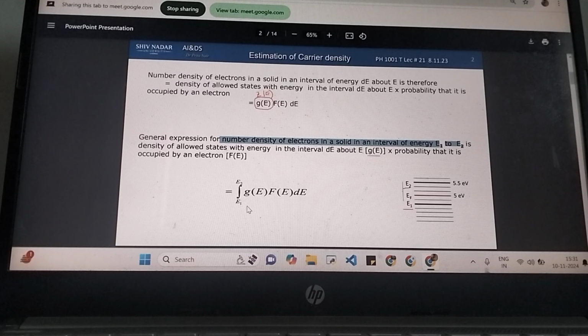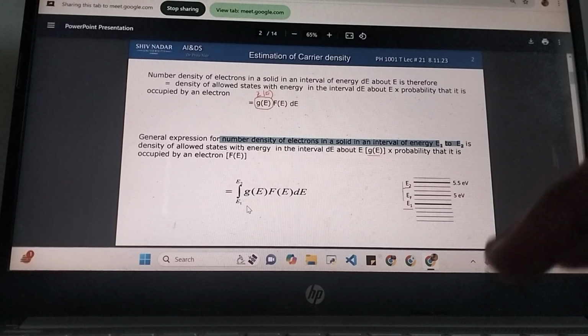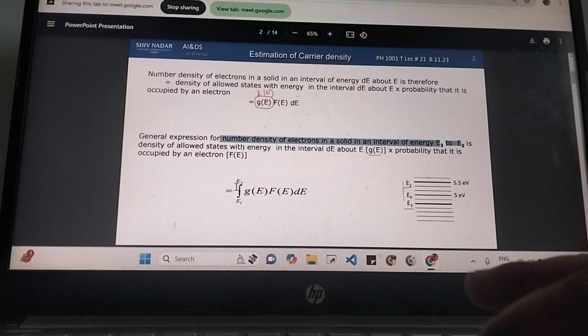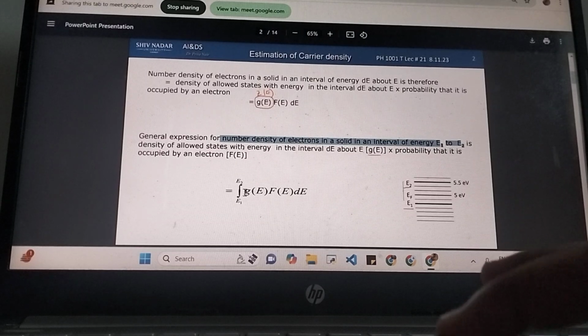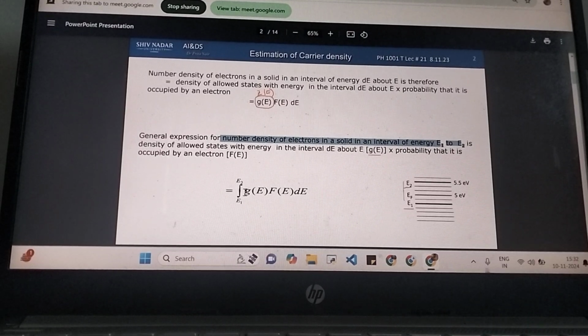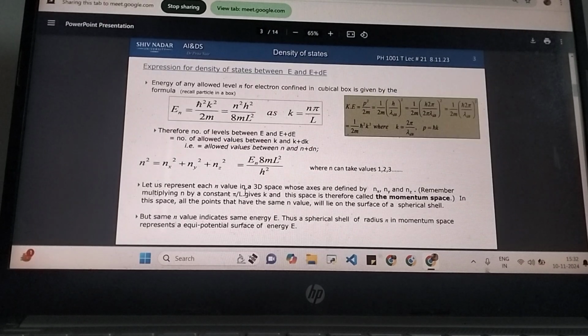So this is the expression, and the expansion for f of E we did not derive, but it was given to us as an expression, 1 by 1 plus e raised to (E minus EF) by kT, if I'm not wrong. We looked at that expression and at something called the Fermi energy level in the previous class. So f of E we are somewhat familiar with now. In this lecture we are going to try to derive g of E, which is the number of allowed energy levels between E1 and E2.